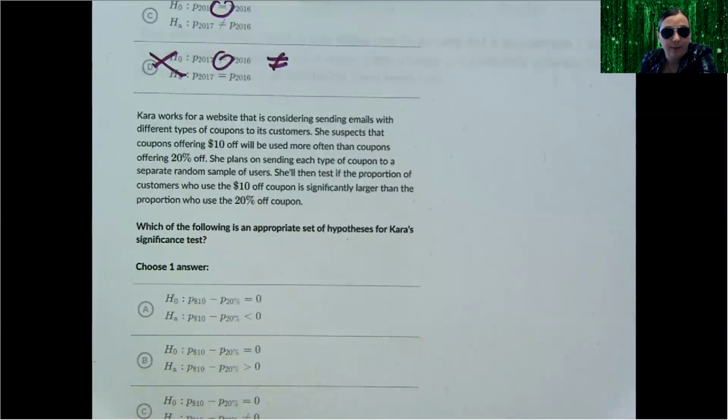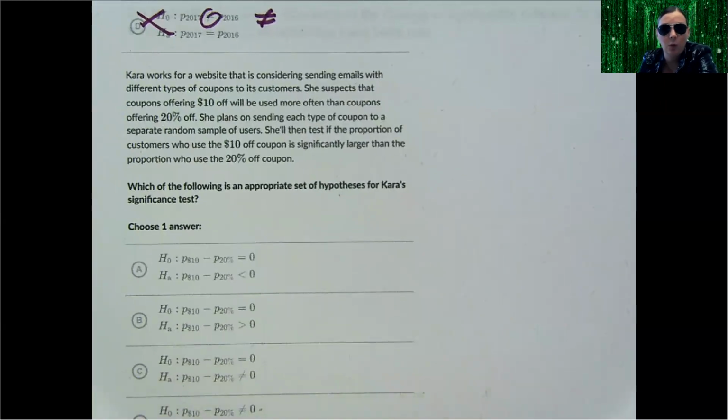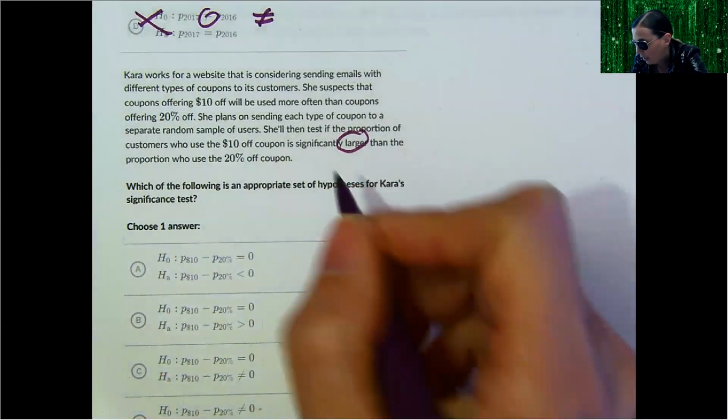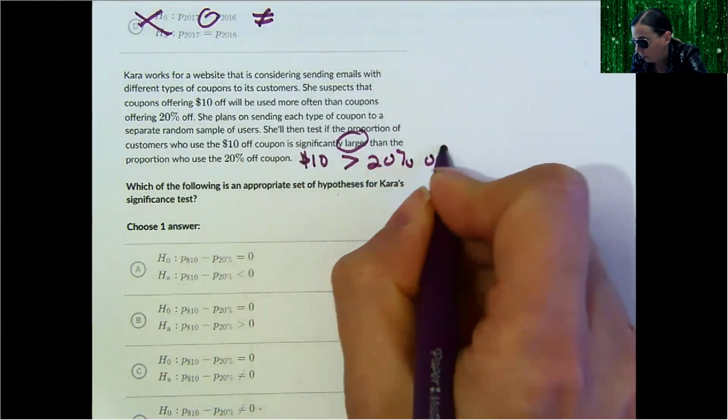Check out Kara. Hey, that's me. Kara works for a website that is considering sending emails with different types of coupons to its customers. She suspects that coupons offering $10 off will be used more often than coupons offering 20% off. She plans on sending each type of coupon to a separate random sample of users. She'll then test if the proportion of customers who use the $10 off coupon is significantly larger than the proportion who use 20% off. So we want the $10 off to be larger than the 20% off group.